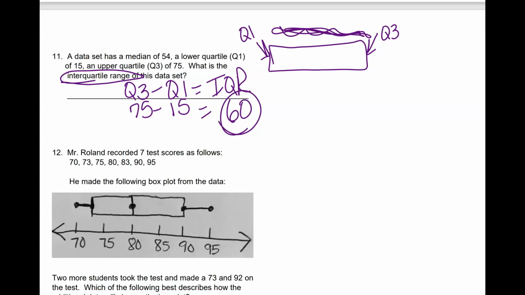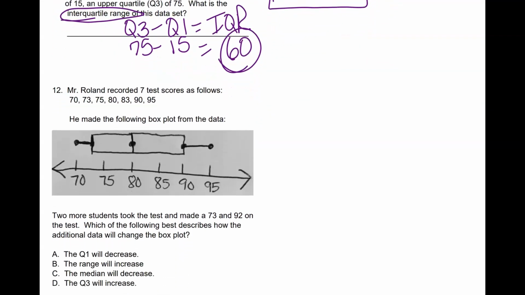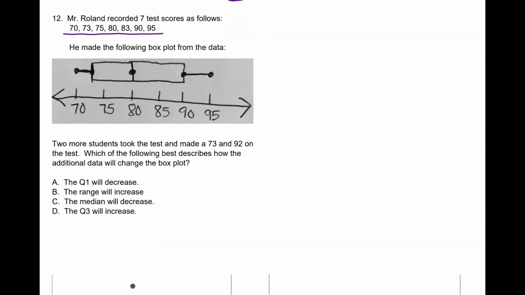Number 12. Mr. Rowland recorded 7 test scores as follows. So here's his 7 test scores. He made the following box plot from the data. So there's your box plot. 2 more students took the test and made a 73 and 92 on the test.